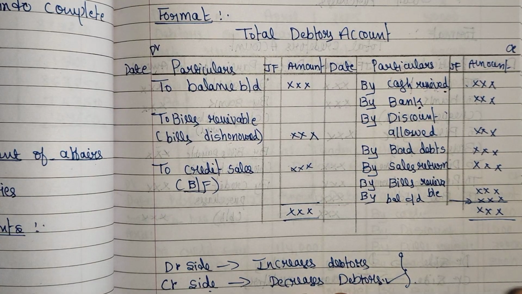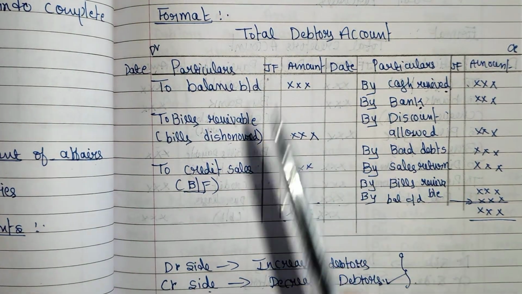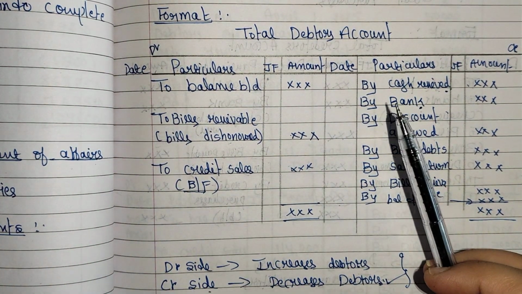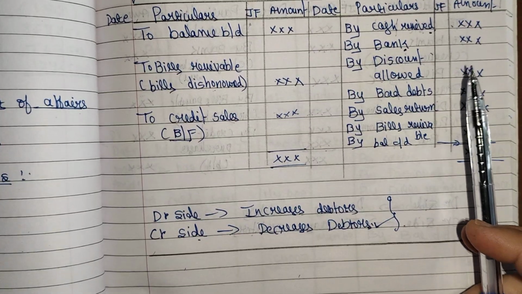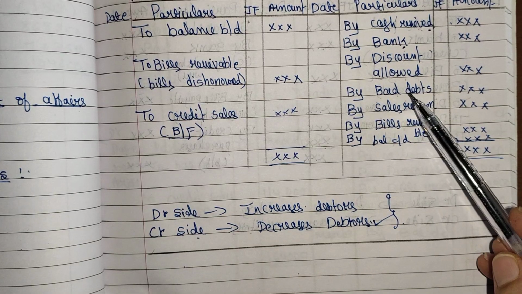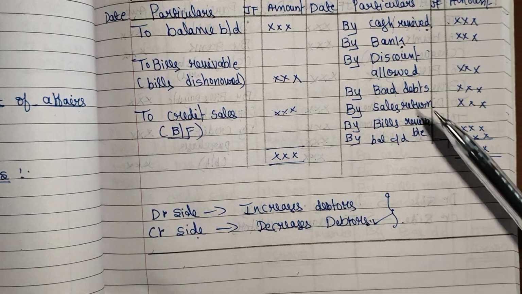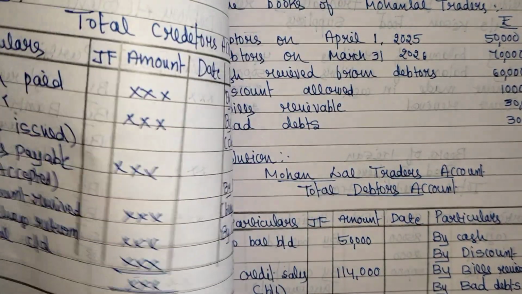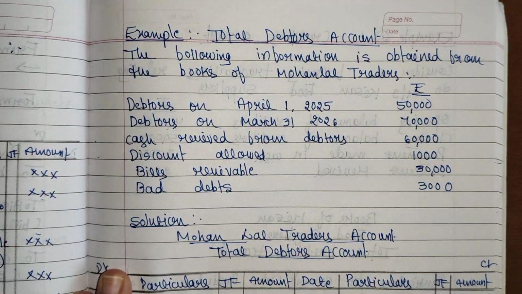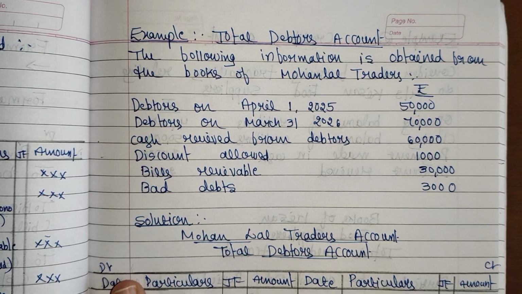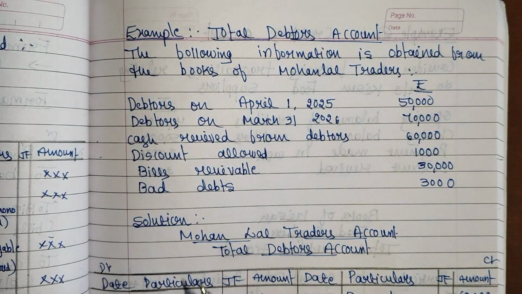So in the step second, we need to prepare the missing accounts. In that first one is debtors account. If we prepare the debtors account, we are able to get total credit sales. So here the technique is debit side increases debtors, credit side decreases debtors. Clear? That's it. So now let's see the example for total debtors account. See here, total debtors account. The following information is obtained from the books of Mohanlal Traders.